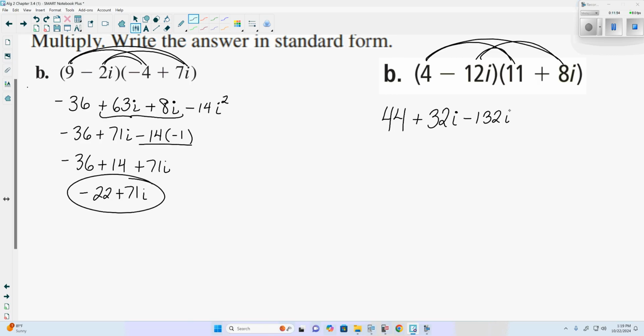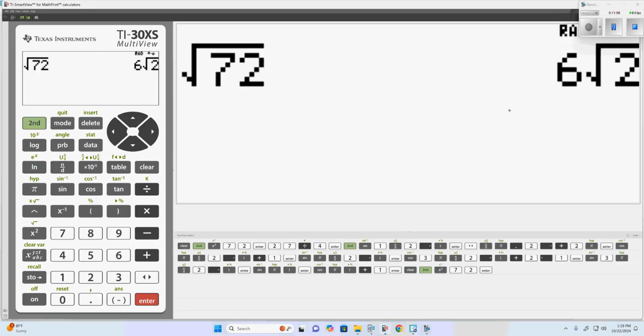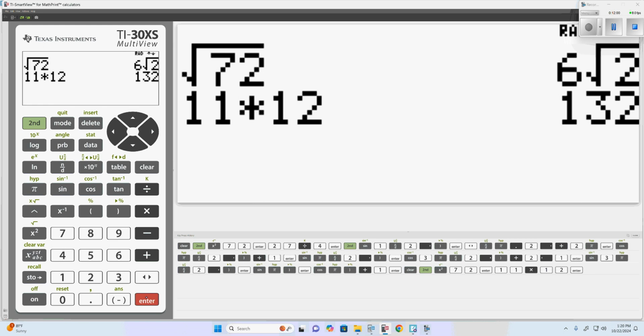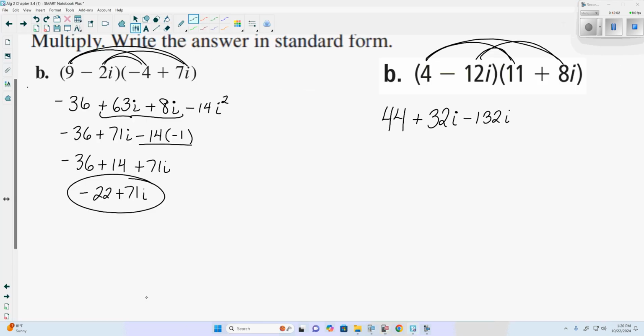Negative 132, I believe. 11 times 11, yes, would be 121. So 132. And lastly, negative 12i times 8i is going to be negative 96i squared.